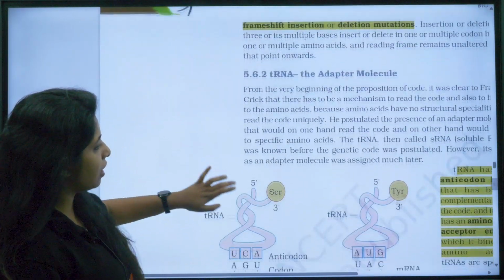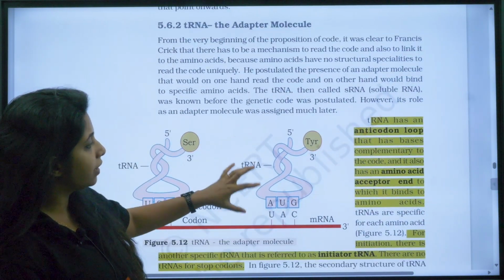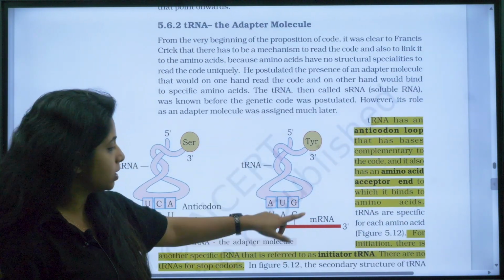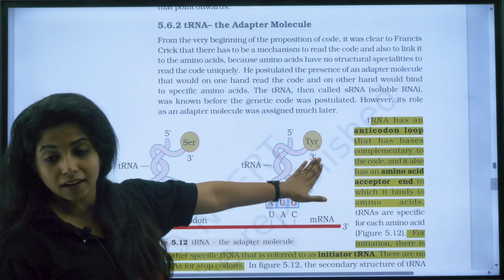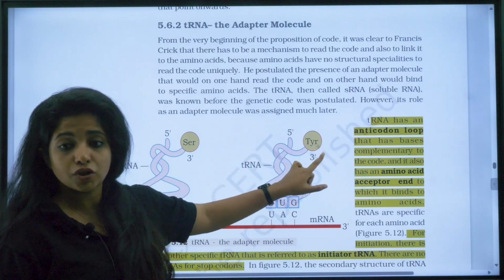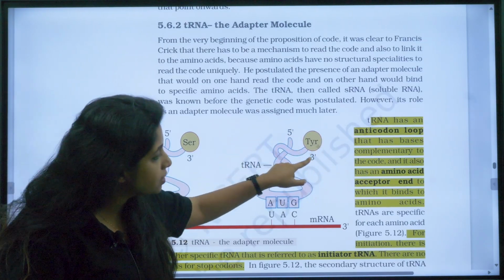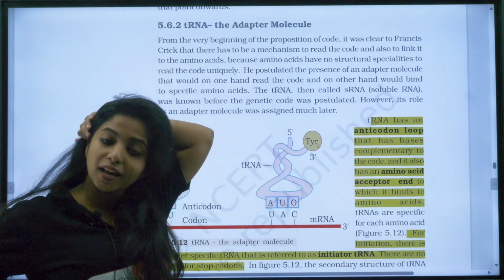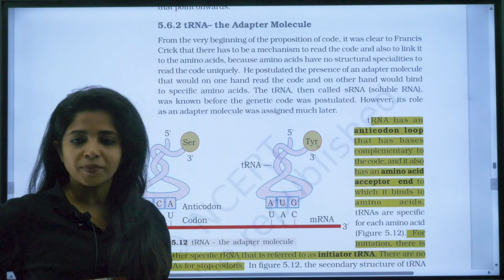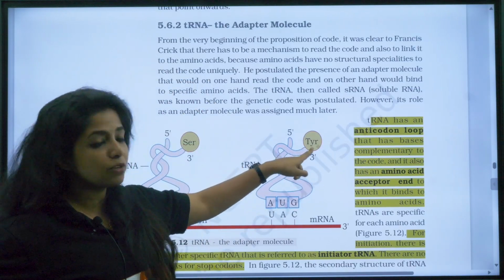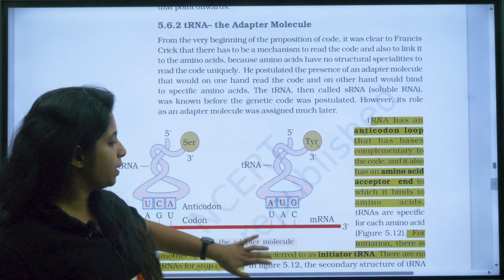Now what do we have? tRNA. The structure of tRNA is very much important. You should know there's an anticodon loop, and there's an area where the amino acid comes and attaches. You should know this is the 5' end, this is the 3' end. On the 3' end only, the amino acids will come and attach. So this is known as the amino acid acceptor end, this is known as the anticodon loop, everything.